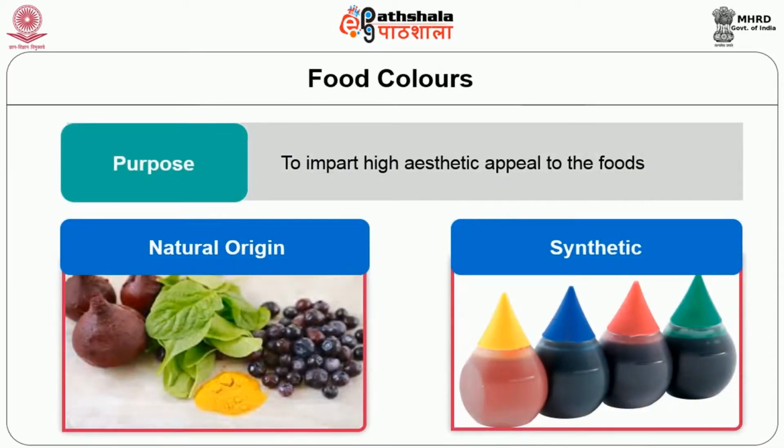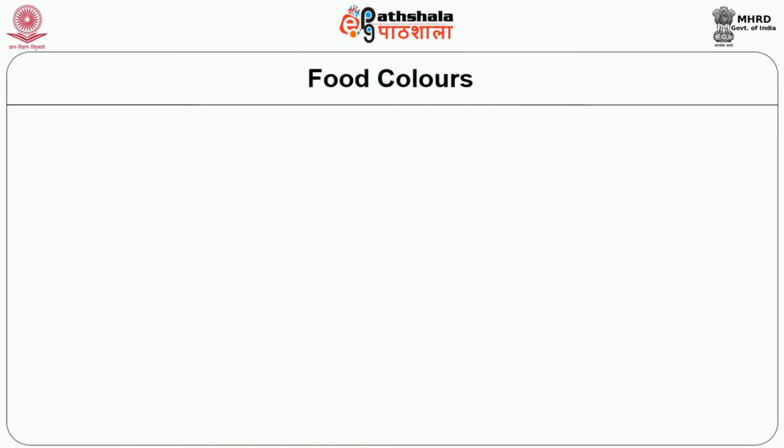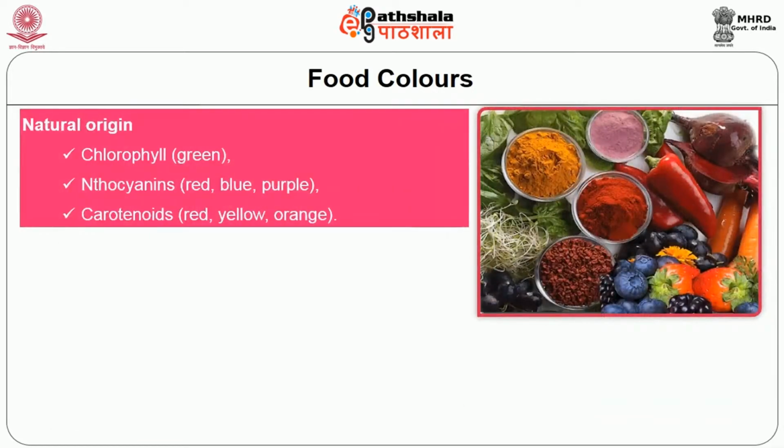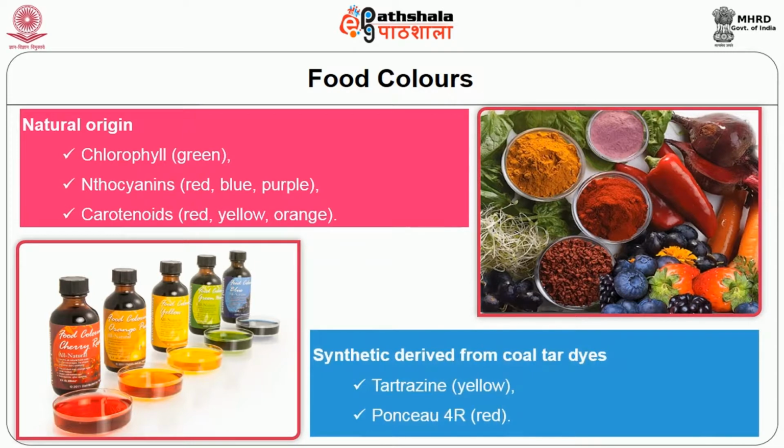Food colors. The purpose of adding these agents is just to impart high aesthetic appeal to the foods. Food colors could be either of natural origin, such as green color derived from chlorophyll, red, blue and purple derived from anthocyanins, and carotenoids rendering red, yellow and orange color, or synthetics that are derived from coal tar dyes such as tartrazine and Ponceau 4R providing yellow and red color respectively.